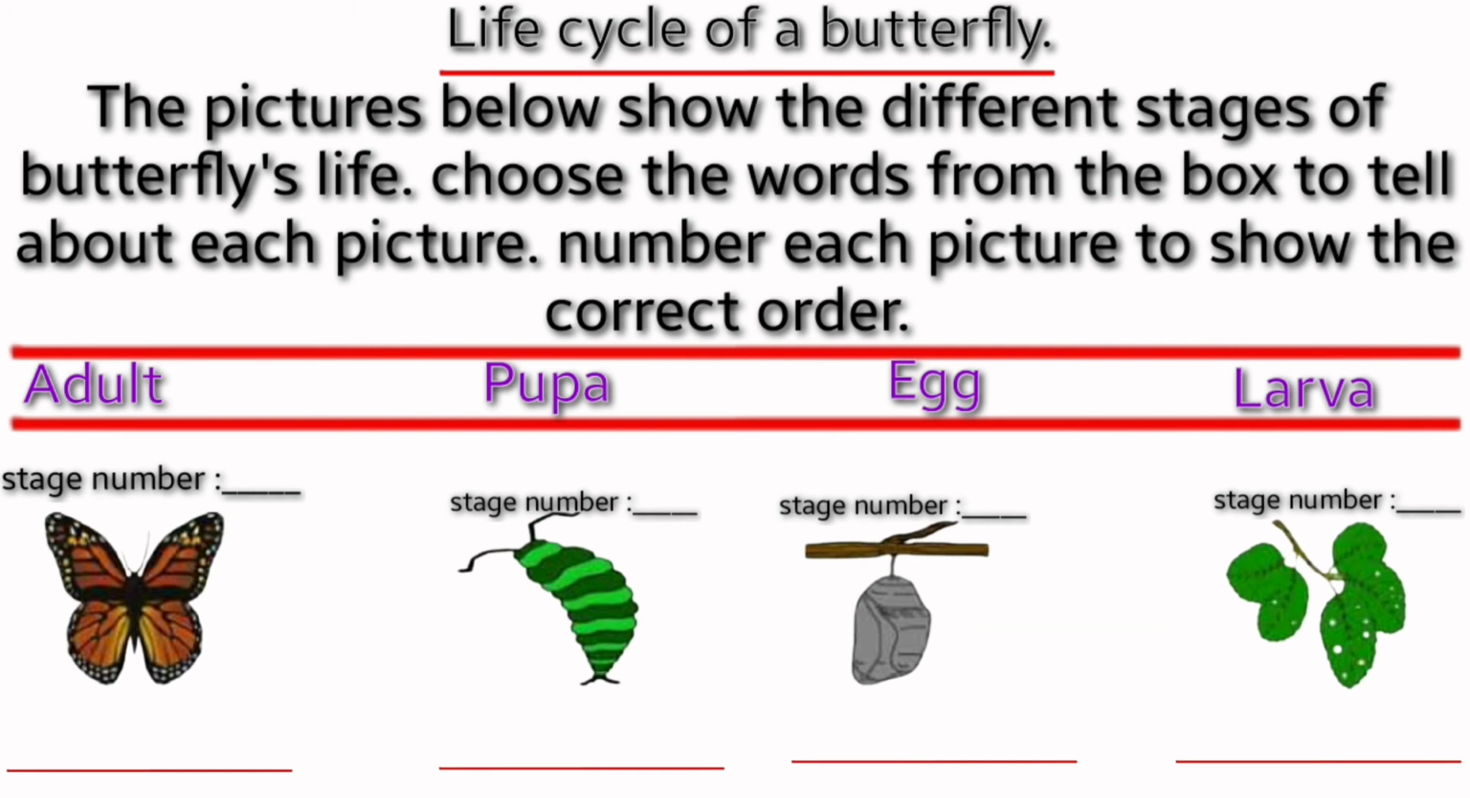Life cycle of a butterfly. The pictures below show the different stages of a butterfly's life. Choose the words from the box to tell about each picture. Number each picture to show the correct order: adult, pupa, egg, larva.